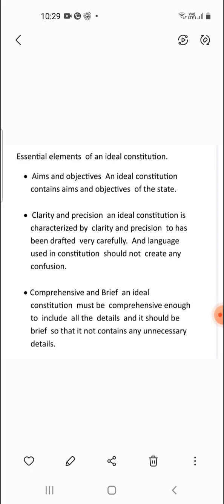So, in today's class, we are going to study in detail about Unit 4, Constitution and Government. As you all know, we have already completed the introduction, meaning, features, and types of the Constitution. In today's class, we are going to study what the essential elements of the Constitution are. Before that, we'll see why the Constitution came into existence. What was the reason behind it?